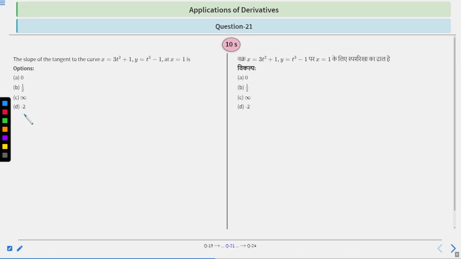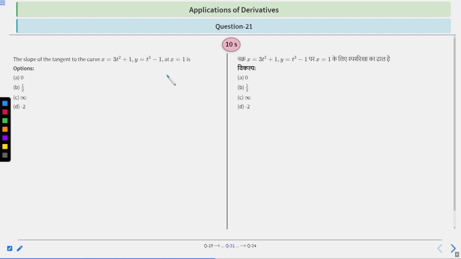Let's move to the next question. Question number 21, which says: the slope of tangent to the curve x = 3t² + 1, y = t³ − 1 at x = 1 is. So we have to find the slope of the tangent to this curve, right?